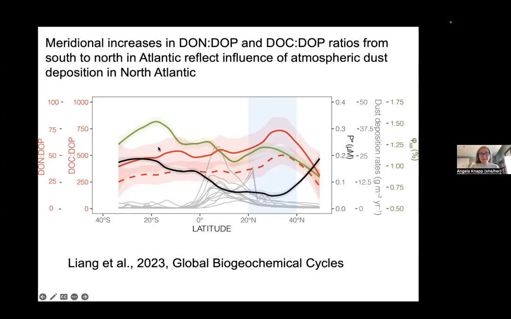And what you can see is that there are higher DOC to DOP and DON to DOP concentration ratios in the north compared to the south, especially in the Sargasso Sea, which is the region highlighted in light blue. And you see really high rates of atmospheric dust deposition to the North Atlantic here. So we interpret the higher DOC to DOP and DON to DOP concentration ratios as resulting from the alleviation of iron stress in the North Atlantic by atmospheric dust deposition. This allows phytoplankton to consume DOP down to the lowest concentrations we see in the global ocean.